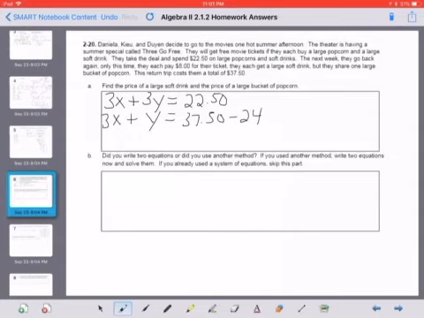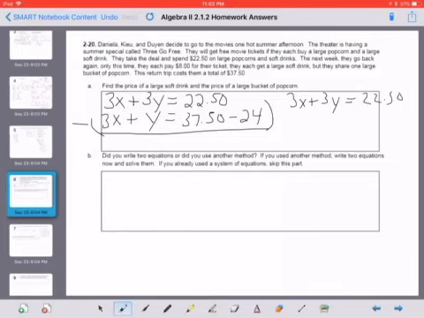So then, just so I can do that a little quicker, I end up having to multiply this by a negative number so I can get them to cancel out. I get 3x plus 3y equals $22.50, and negative 3x minus y, and it ended up equaling negative $13.50.